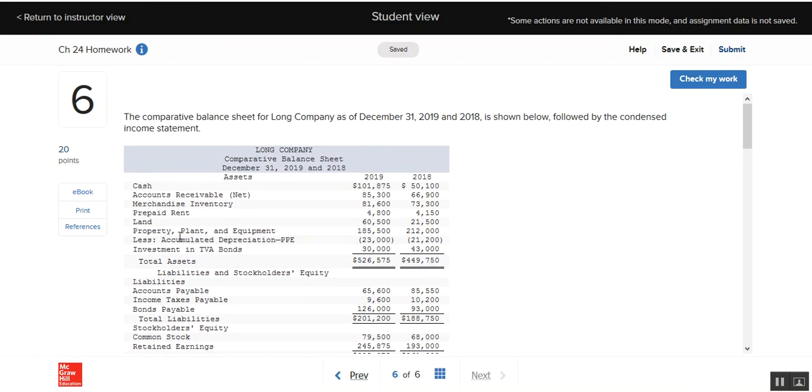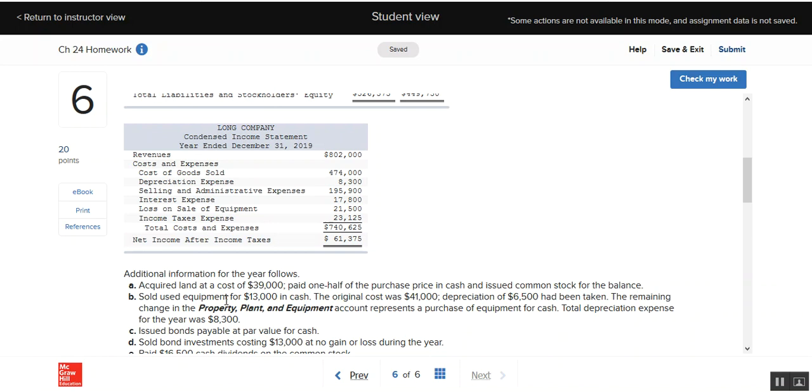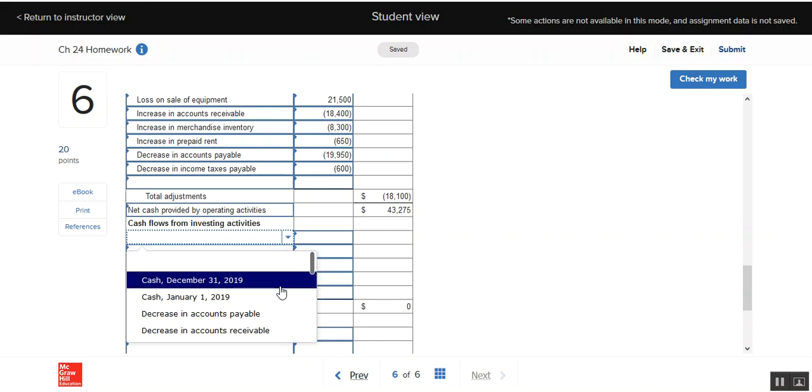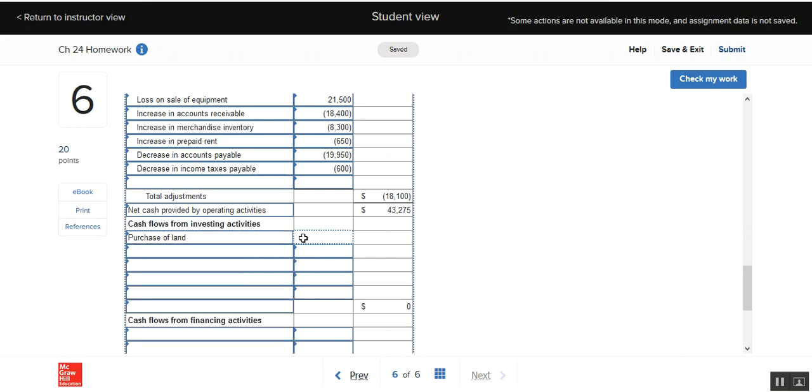So we're going to go back up. Now, assets that we own, that we buy for use in the business, such as land and property, plant, and equipment, those are considered investments. So it looks like we've got a fluctuation in land for some reason of $39,000. Oh, yeah, down here it says, in our additional information, acquired land at a cost of $39,000 and issued half of that in common stock. All right, so our land, purchase of land, $39,000.